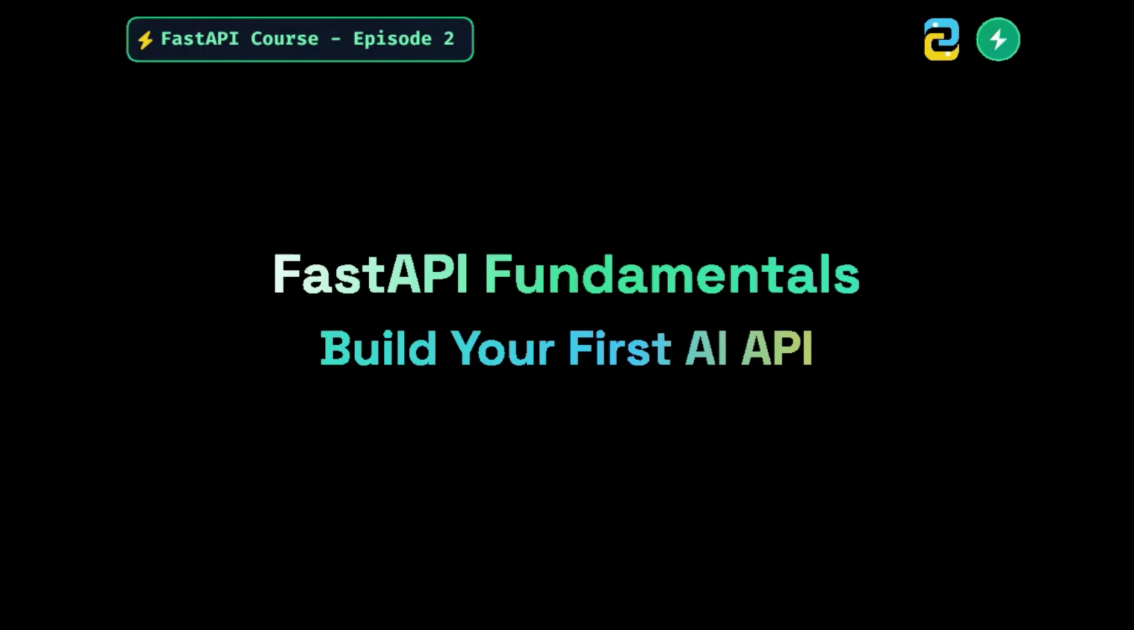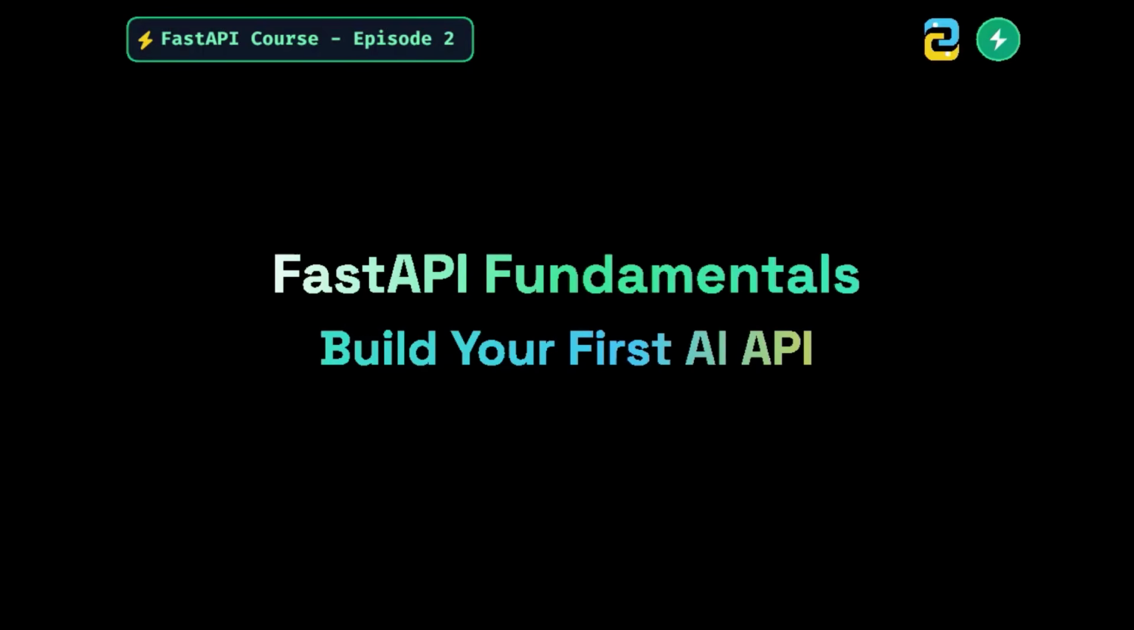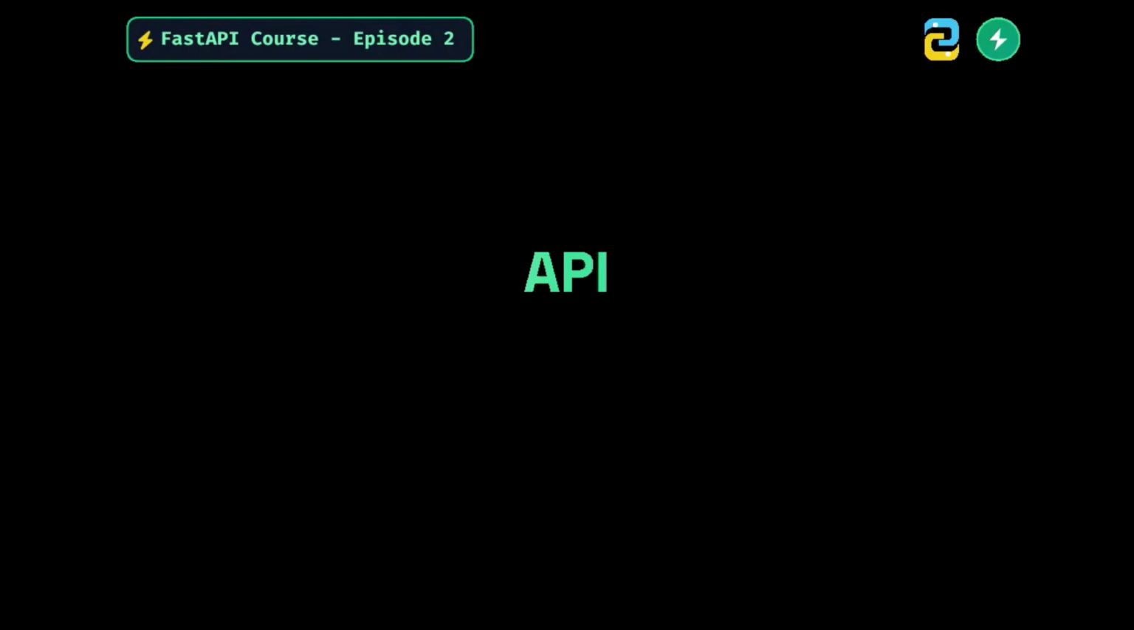Previously, I showed you the AI document application we are going to build throughout this course. I briefly explained about authentication, document uploads, AI analysis, semantic search, PostgreSQL, testing, Docker, and production deployment. But before we build those features, we need to understand the foundation underneath all of them. And that foundation is the API.